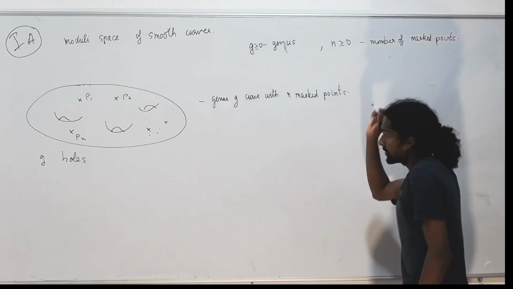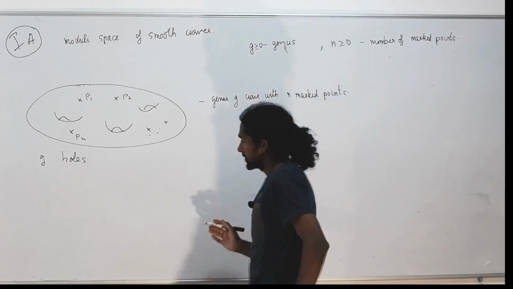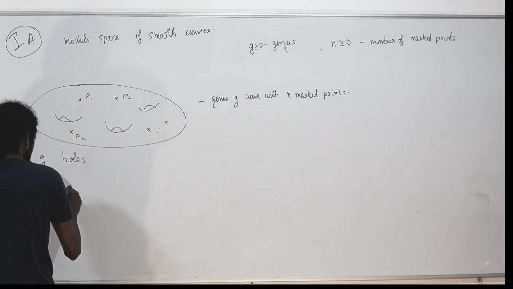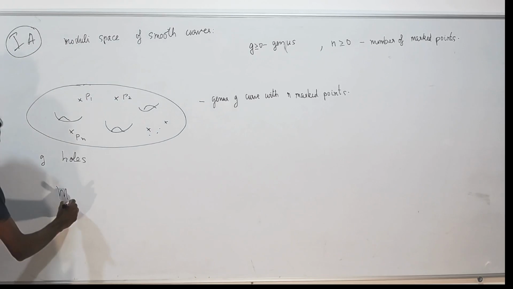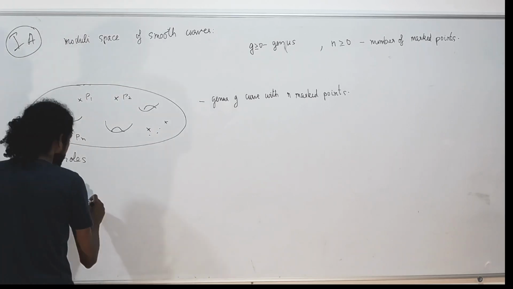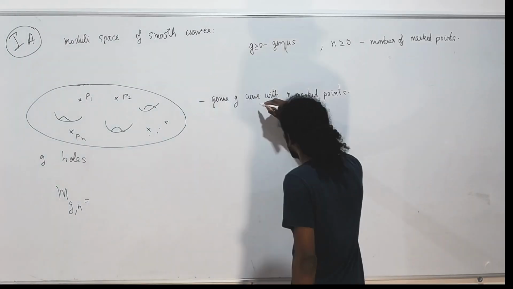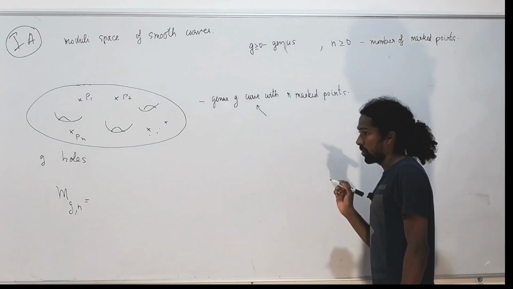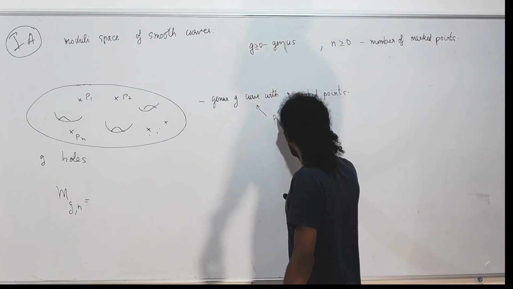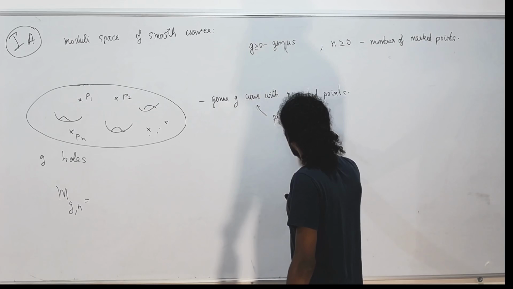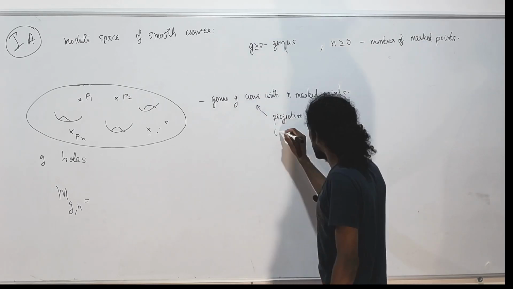And we want to study all such curves. So this is what the moduli space is. Call it M_{g,n}. Maybe a couple of things: a curve is always going to be projective, or if you want, compact.